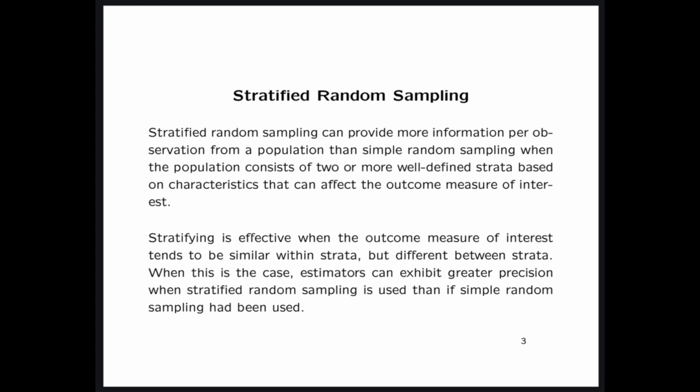Stratified random sampling can provide more information per observation from a population than simple random sampling when the population consists of two or more well-defined strata based on characteristics that can affect the outcome measure of interest. Stratifying is effective when the outcome measure of interest tends to be similar within strata, but different between strata. When this is the case, estimators can exhibit greater precision when stratified random sampling is used than if simple random sampling had been used.